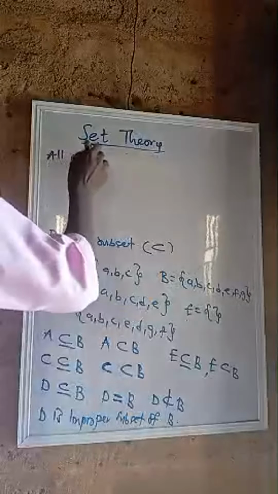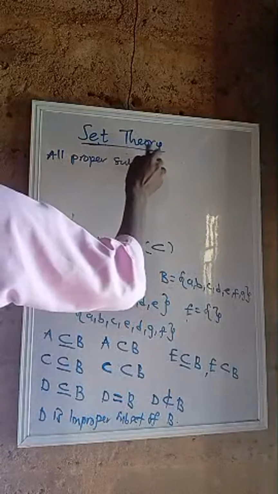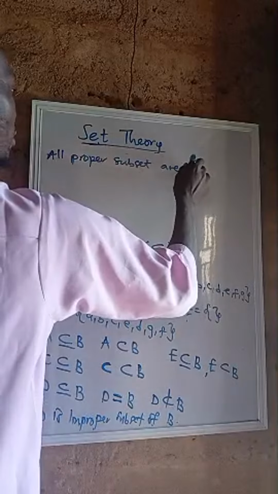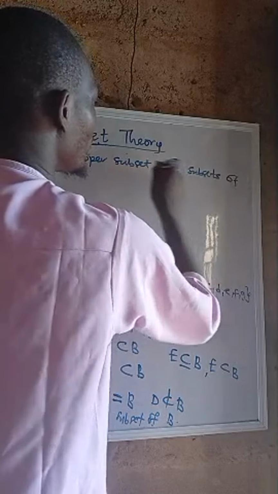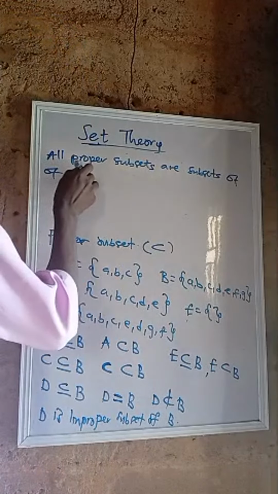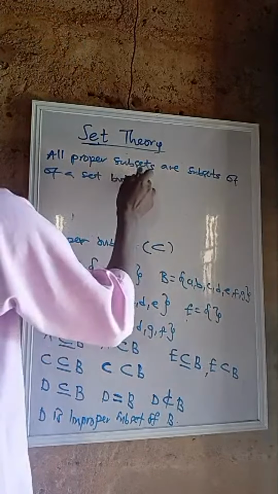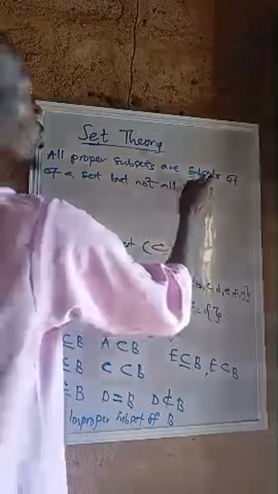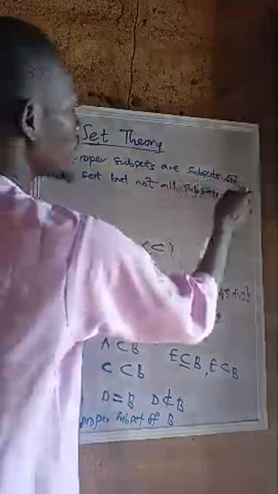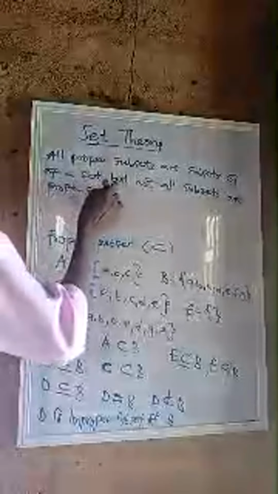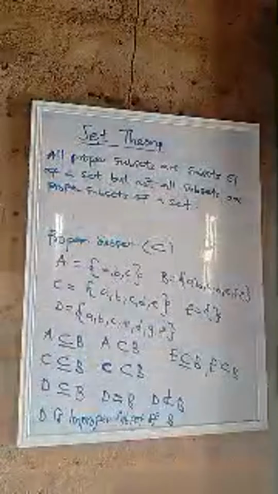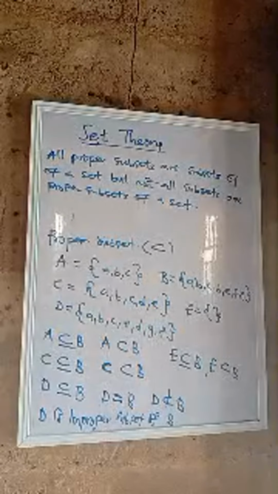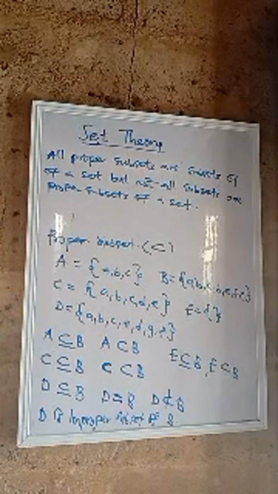All proper subsets are subsets of a set, but not all subsets are proper subsets of a set. And the only subset that is not what? A proper subset is the set itself. Okay, is the set itself.